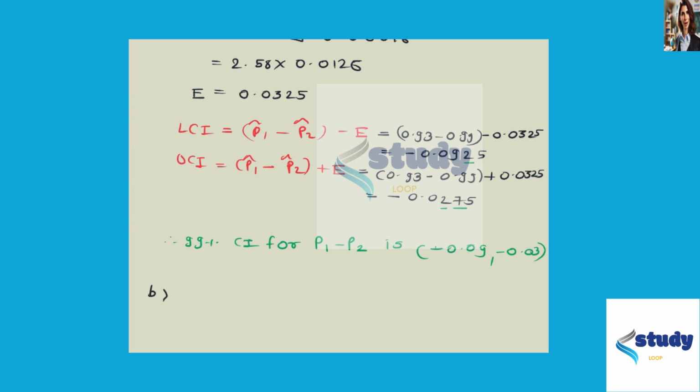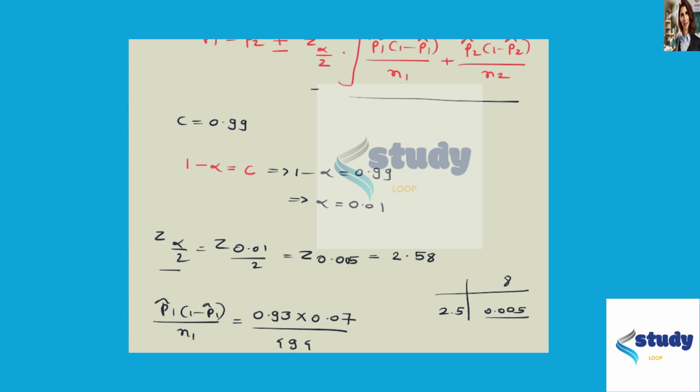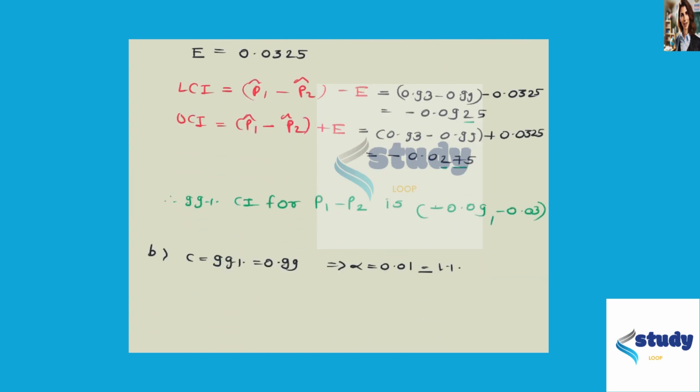Next, part B. Is there a difference between the population proportions at 1% level of significance? And we know that if C equals 99%, that is 0.99, then alpha equals 0.01, which is 1%, which is already calculated above. Look here, 0.01 is 1%, 0.99 is 99%. So we can use this confidence interval to find the solution. From the given options, option number 3 is the correct one.